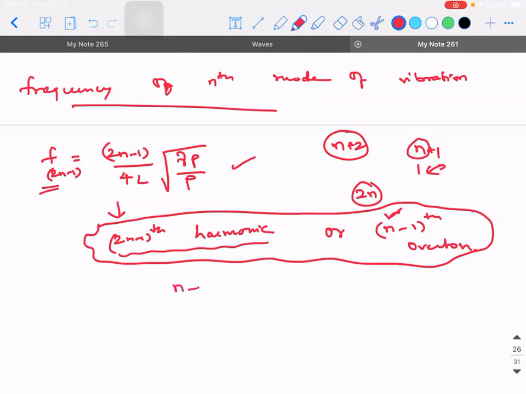Where that n stands for what mode? N stands for the mode of vibration. And n is mathematically an integer.